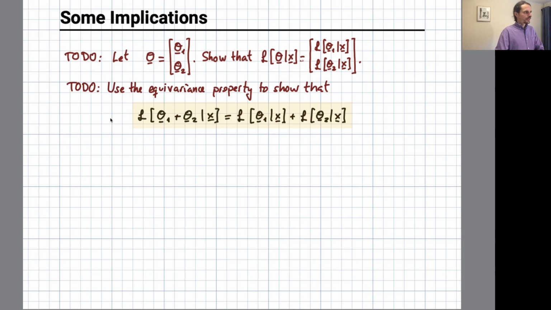Another exercise is to apply the equivariance property from the previous slide to show that the LMSE estimator of the sum of two parameter vectors equals the LMSE estimator of one plus the LMSE estimator of the other. So again, you can try to solve it.